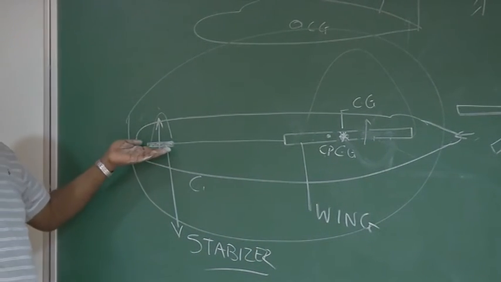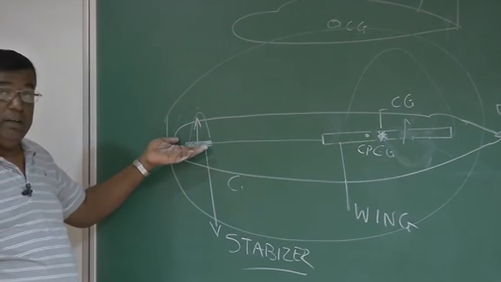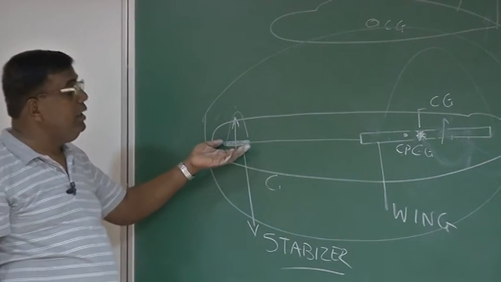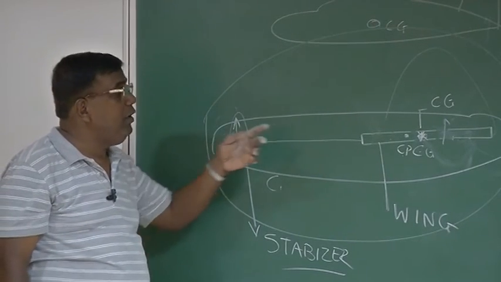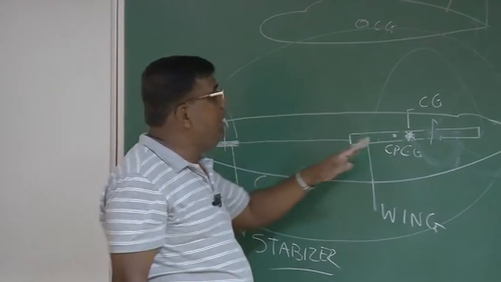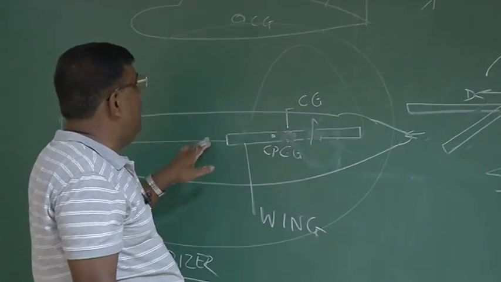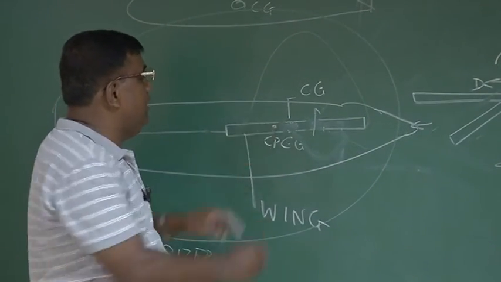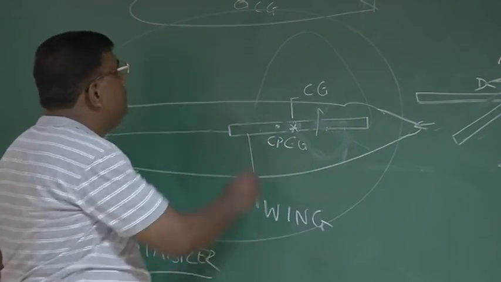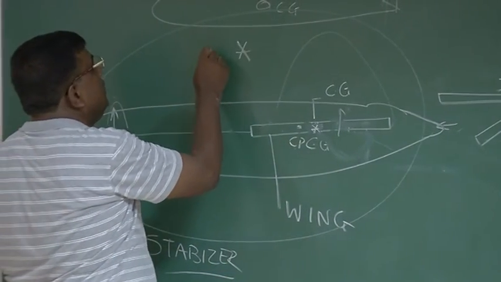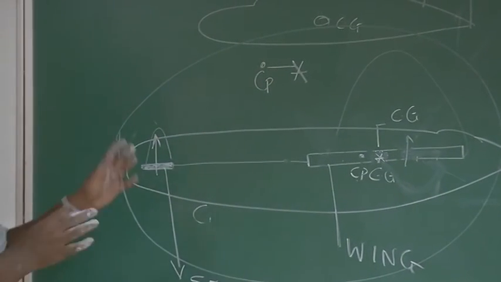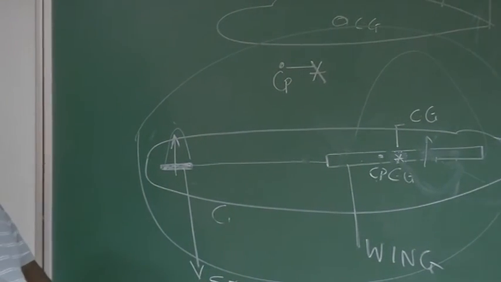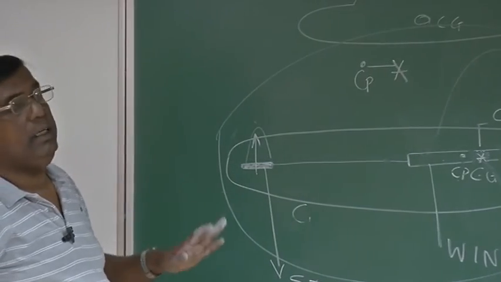This is the horizontal tail, or what we call the horizontal stabilizer. By putting this stabilizer at an appropriate area and location, I can bring the overall center of pressure behind the center of gravity, which is here. The center of gravity was here, and now the center of pressure is somewhere here. Now I know the center of pressure of the overall system is behind the center of gravity, so it is statically stable.